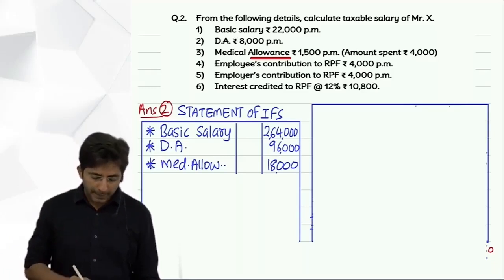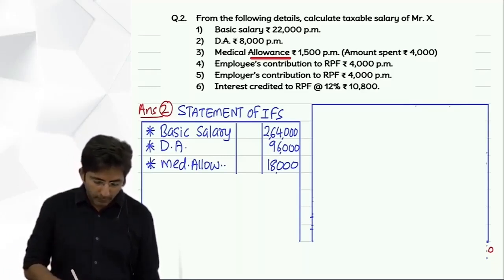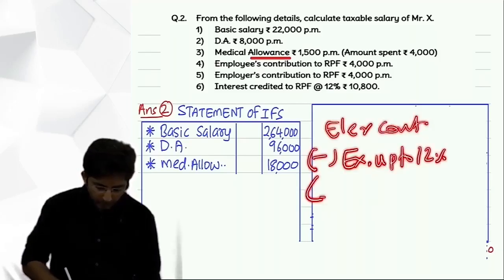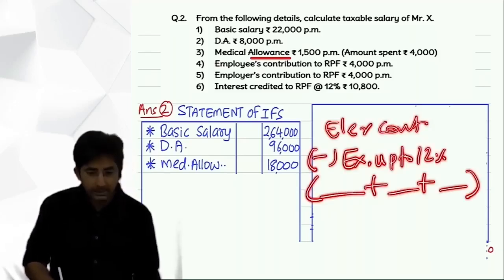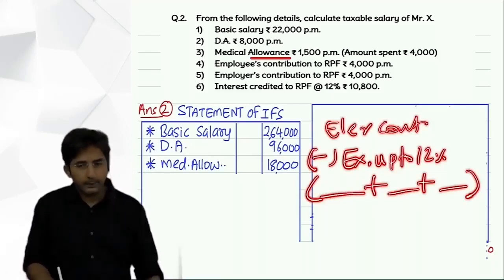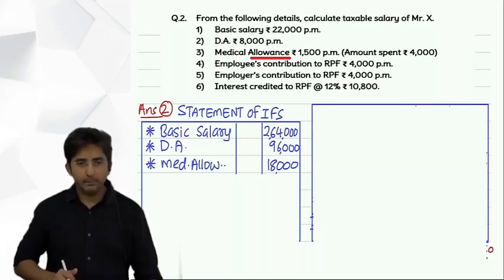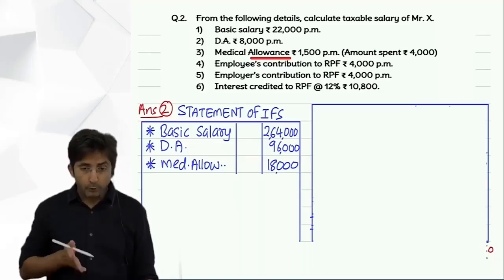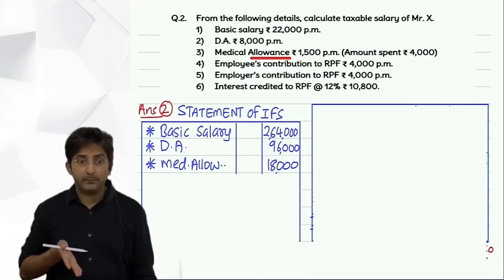So see, I would suggest you do like this. First write the employer's contribution. Follow this policy. Look, always make 3 dashes like this. And then fill in the blanks. First write employer's contribution to RPF. Wait, you also have to notice whether it is SPF or RPF.